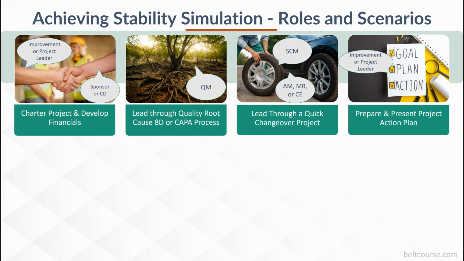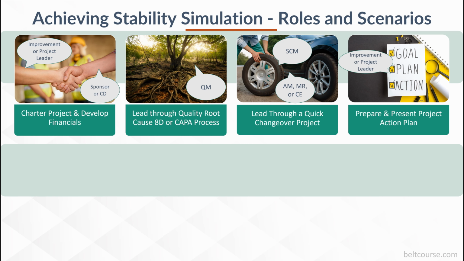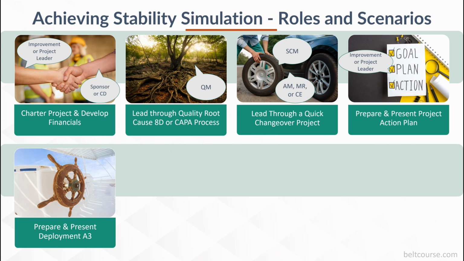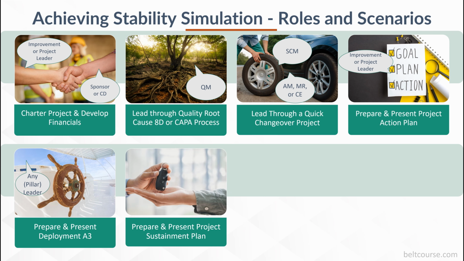Teams may also be able to go ahead and make the improvements to the Beltcorp plant right away. But we will have to keep the rest of the plants informed. So each pillar leader would prepare or update their deployment A3, and prepare a quick presentation to report out in the steering committee meeting. The steering committee will want to know that each project leader has ensured and handed off sustainment responsibility to the process owner.